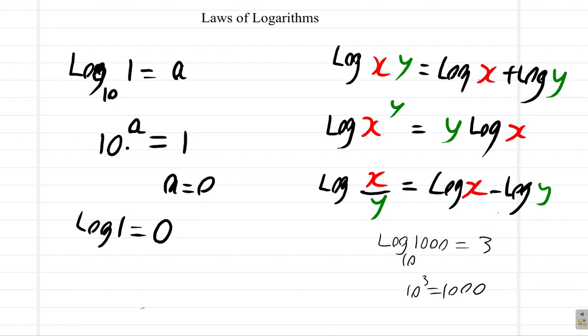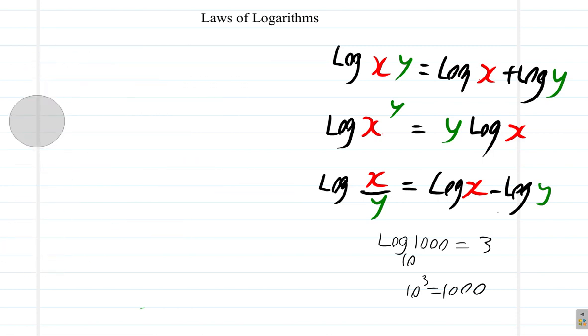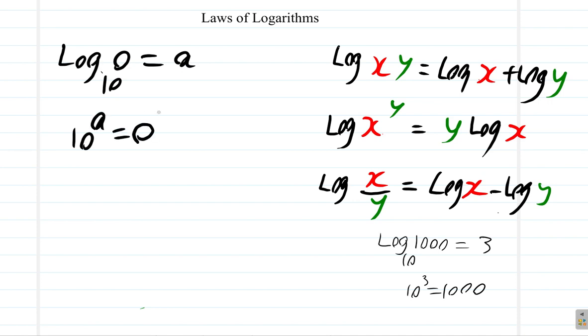Now let us look at another case. Suppose you are asked what is the logarithm of 0. What would it be? And our base is 10. Say the logarithm of 0 is a. So we have 10 to the a is equal to 0. Alright. What would a have to be? Is there any number that you can raise 10 to get 0?